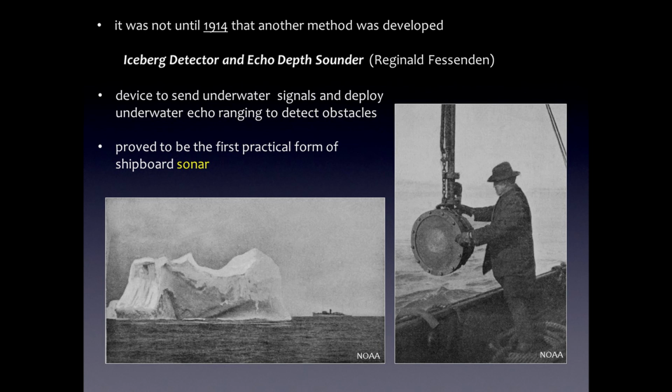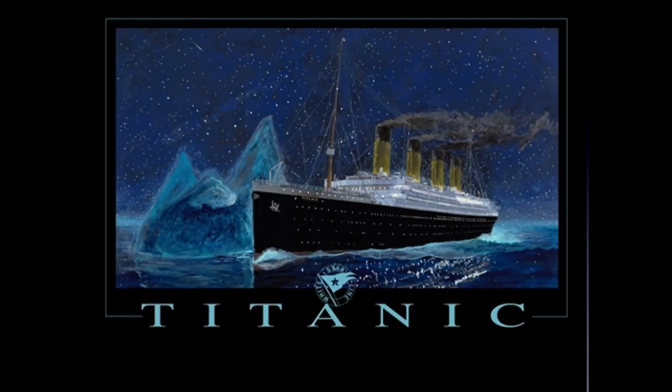And why was this developed? Well, I think the fact that we call it an iceberg detector is an important point, because if you look in the history, two years prior to the development of this iceberg detector and echo depth sounder was the Titanic sinking. This happened in 1912. The Titanic, if you're not familiar with it, was a ship sailing from England to North America that was supposedly unsinkable. It struck an iceberg, tore a huge hole in it, and the Titanic sank, and many people lost their lives as a result.